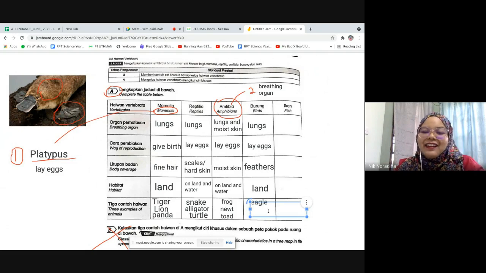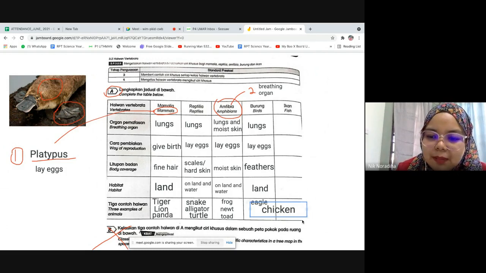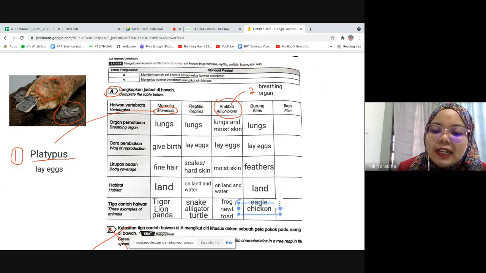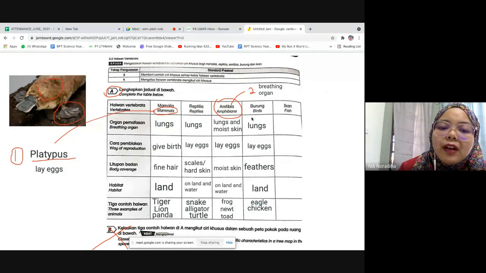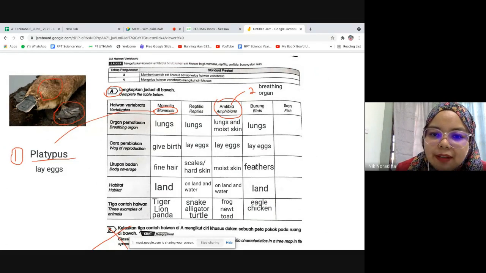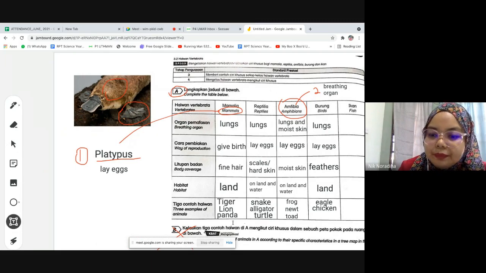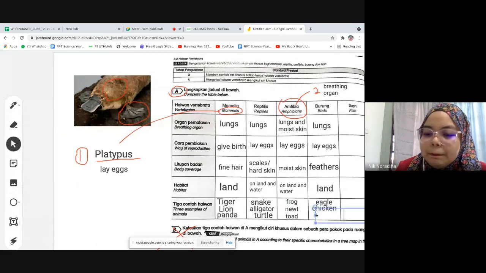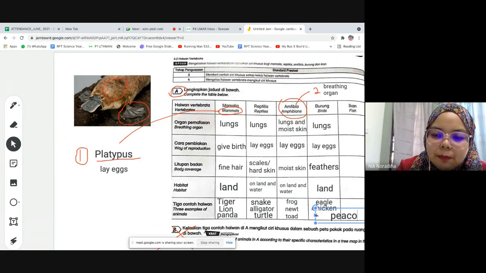Okay, they are birds. So obviously they are under the group birds. Chicken is under the group bird as well because they have feathers, even though chicken doesn't fly like other birds. Why? Because for the classification of birds, they don't have to fly. They just need to have lungs, lay eggs, have feathers, and live on the land. So they can be classified as birds. Peacock, flamingo, stork, we can consider them as birds. So you can complete your table.